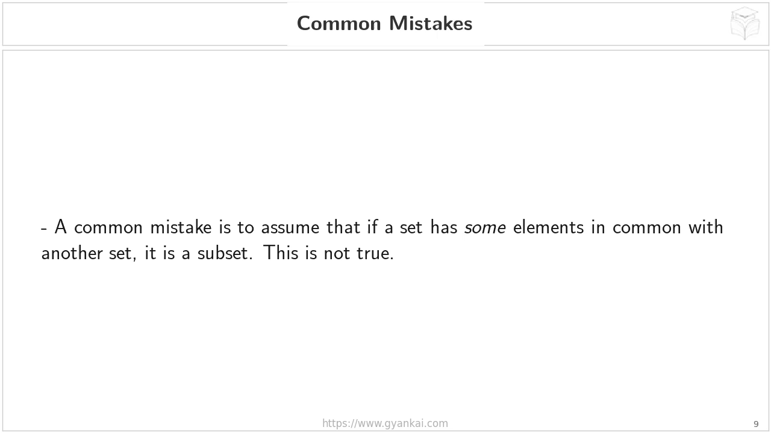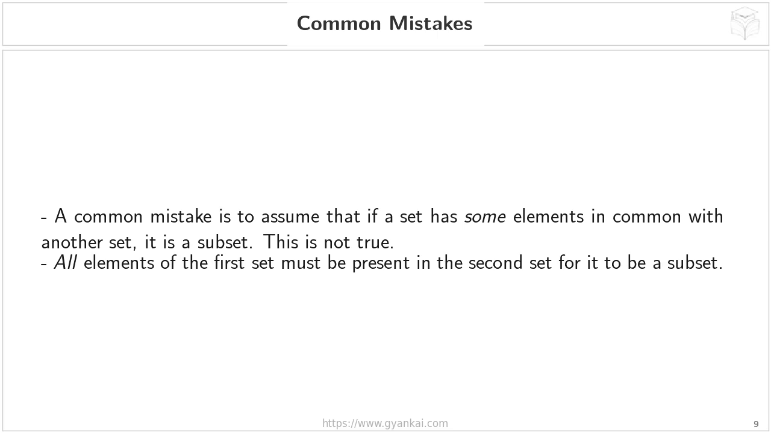Common mistakes. The first mistake is thinking that if two sets share any elements, then the set with fewer elements is automatically a subset of the other. That's not true. Remember, for set A to be a subset of set B, every single element in A must also be in B. Just having some elements in common isn't enough.